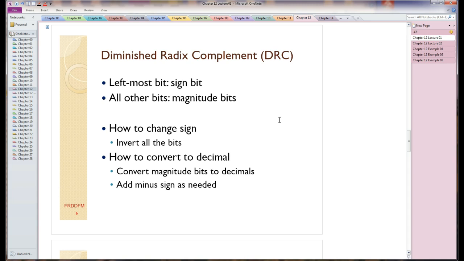And to convert that to decimal, if it's a positive number, it's just a normal binary to decimal conversion like we've been doing with unsigned binary. If it's a negative number, we've got to toggle all the bits, and then convert it. And remember that it's negative and add the negative sign. So let's do a couple examples on that.